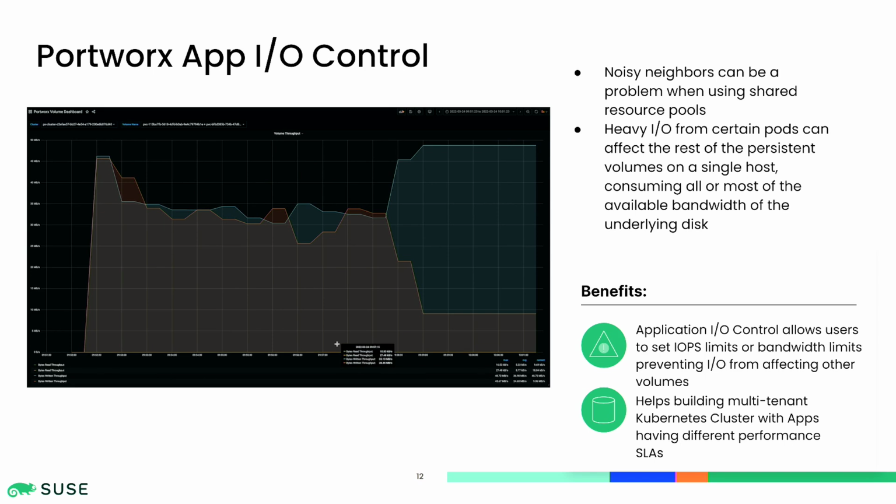And Portworx implements a function called app I/O control, where you can set on a storage class layer how many I/Os and how much bandwidth a volume could consume. And it would limit this consumption, so users could not go above this. This helps you prevent the noisy neighbor problem. It also prevents heavy I/O from some pods affecting other pods or consuming all the bandwidth available.